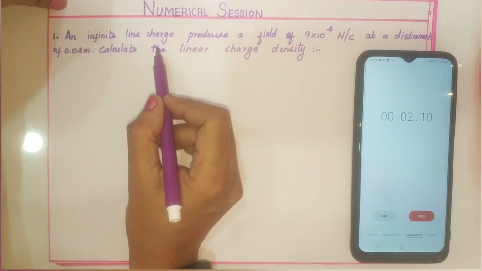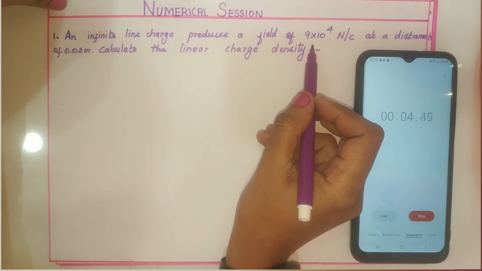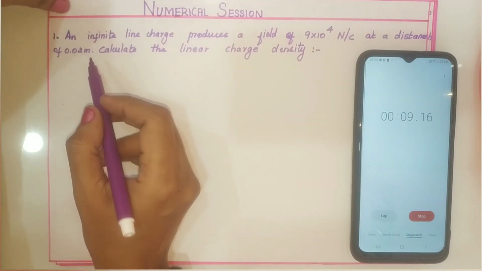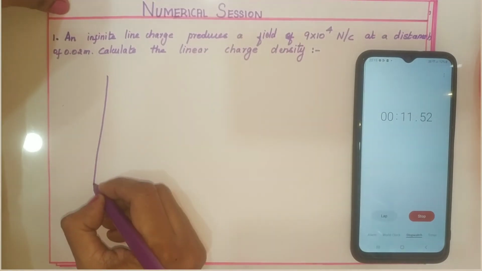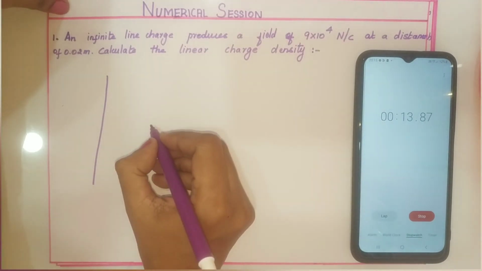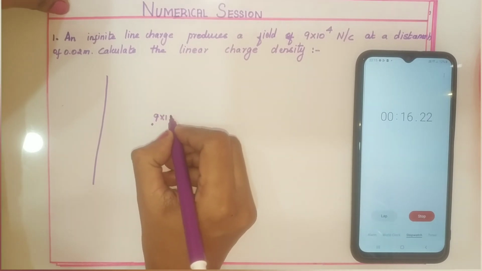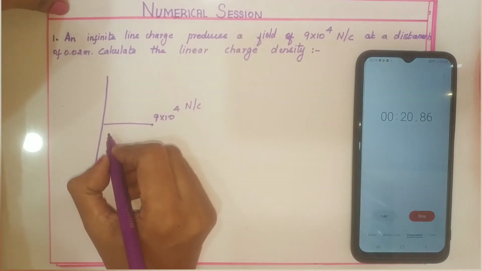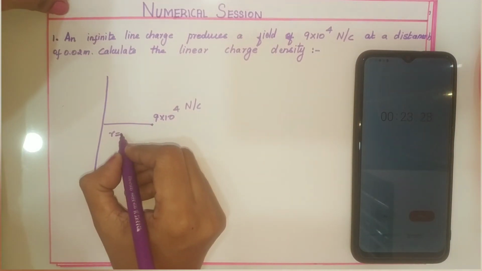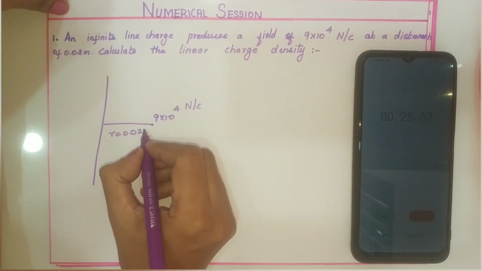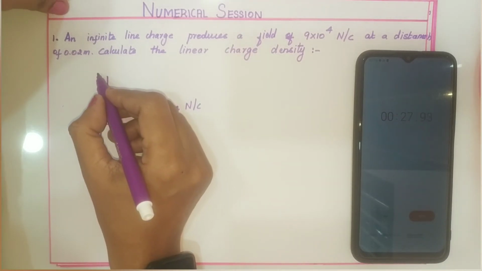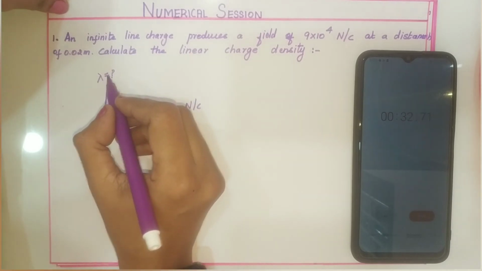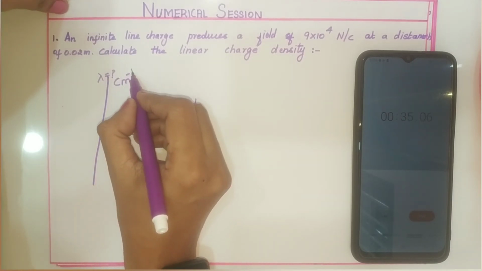An infinite line charge produces a field of 9 into 10 power 4 Newton per coulomb at a distance of 0.02 meter. Here is an infinite line charge. It produces a field of 9 into 10 power 4 Newton per coulomb at a distance of 0.02 meter, and the linear charge density lambda is to be calculated. We know lambda is in coulomb meter inverse.